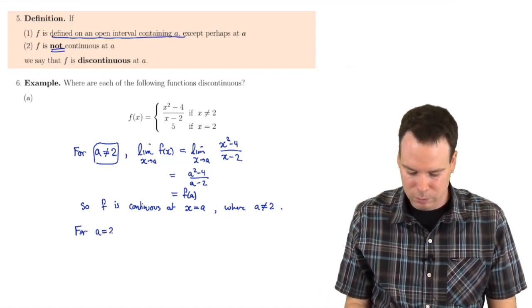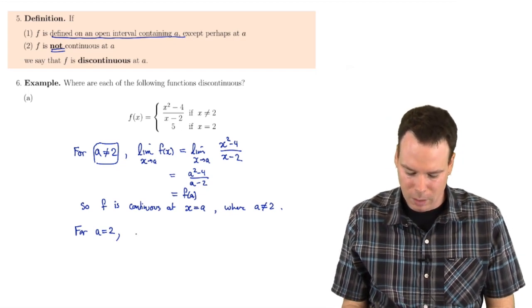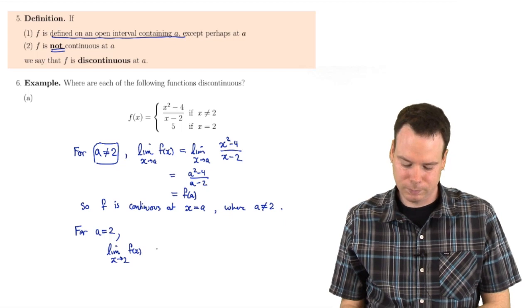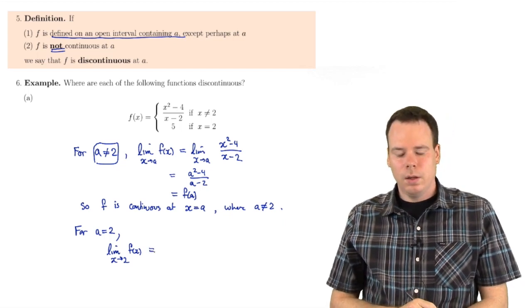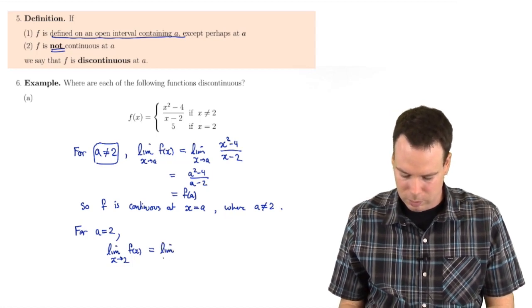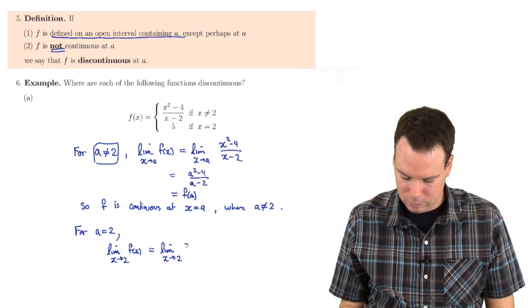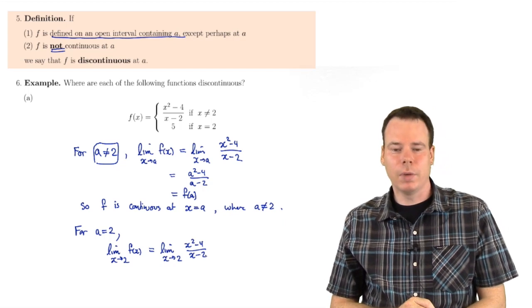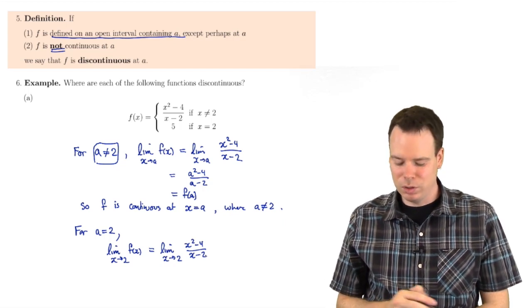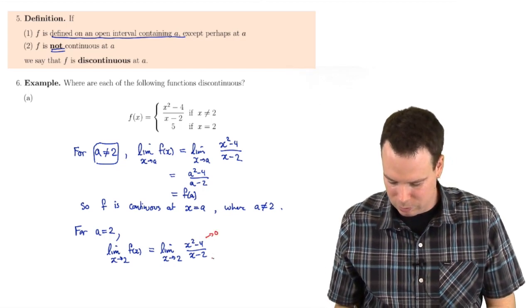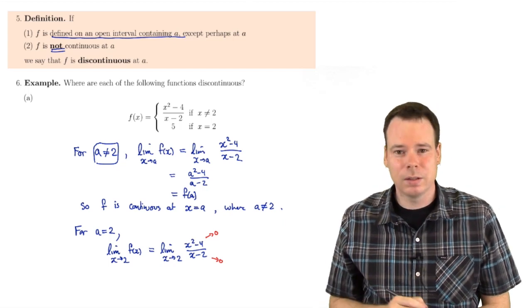For a equal to 2, is the function continuous there? Well, what we need to do is work out the limit as x goes to 2 of f of x. So x is getting closer and closer to 2, never equal to 2, so the expression for f of x can be replaced with x squared minus 4 over x minus 2. What's going on as x goes to 2? Well, the numerator is going to 0. The denominator is going to 0. What is the limit? Well, we have more work to do.